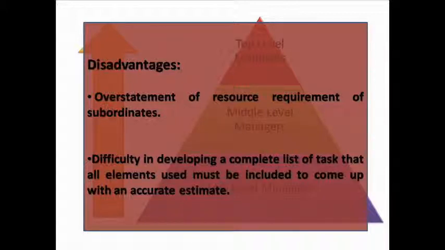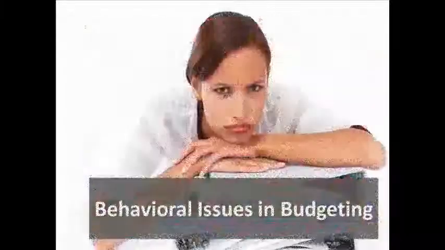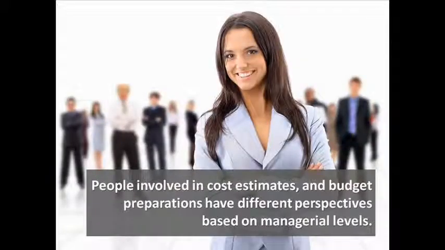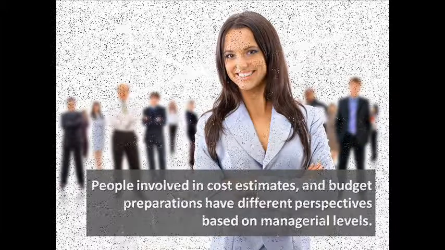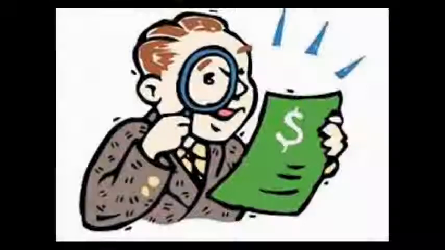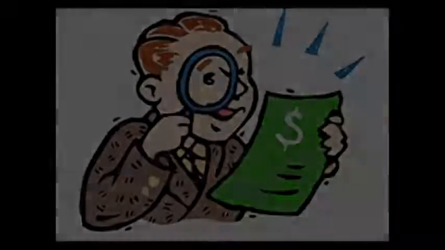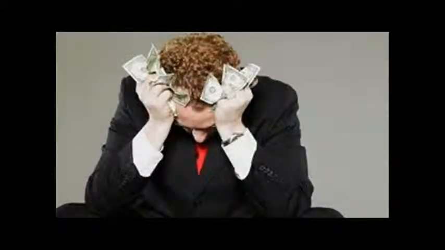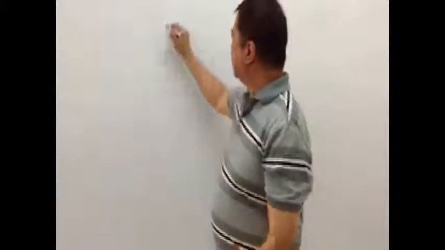Now, aside from the two approaches, project management will have to contend with behavioral issues in budgeting. Okay? So, people involved in cost estimates and budget preparations have different perspectives based on managerial level. Now, there are issues also like the incorporation of contingency plans into the budget. Okay? So if contingencies are considered at every level, budgets can be overstated, and therefore project managers will have to be very vigilant in reviewing the details of the budget. Okay? Now, before we end the discussion on budget, project management will also have to deal with financial issues, more particularly inflation.